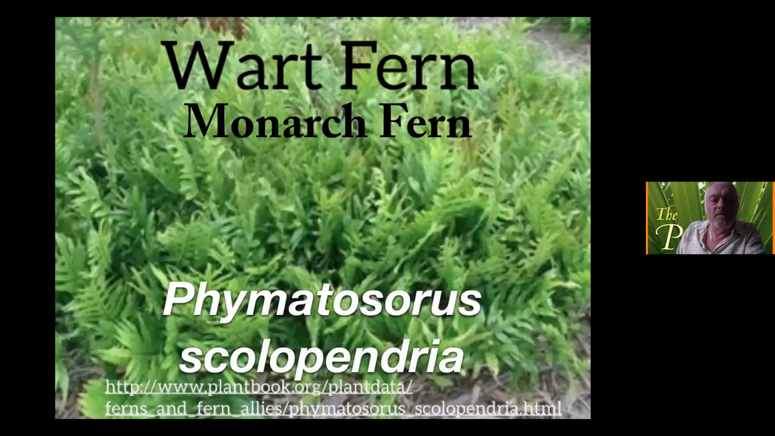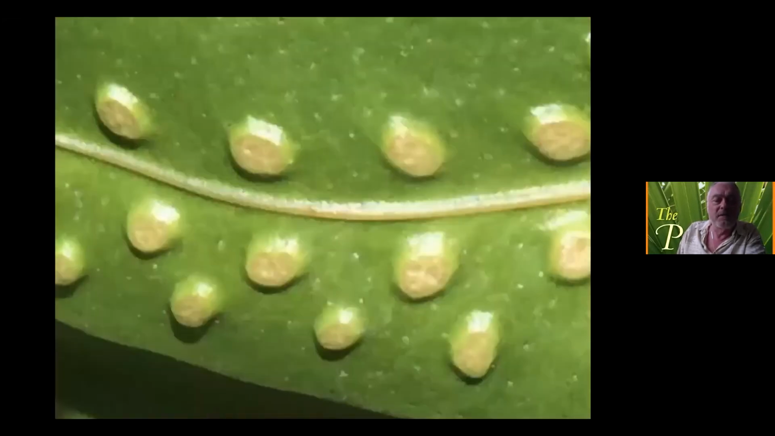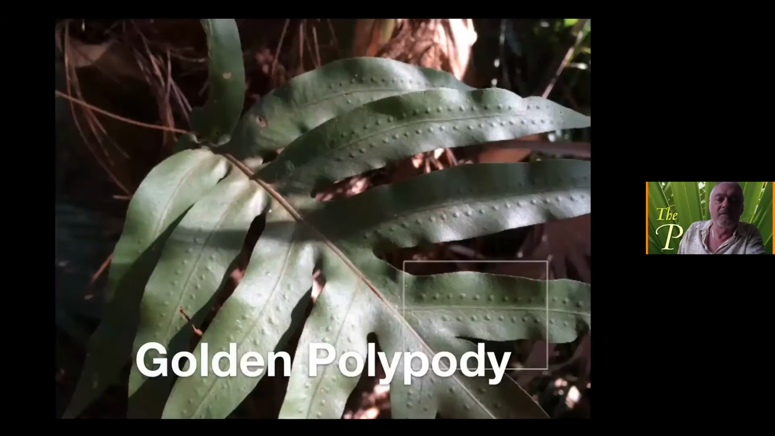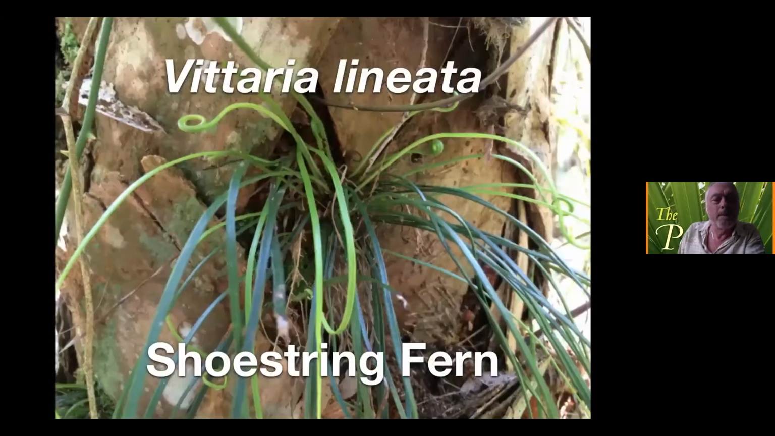They might be confused with wart fern or monarch fern. And Phymatosorus always sounded like a dinosaur to me, but it's a fern. And so the sori on the undersides are kind of elliptical and actually look a little like warts, whereas the golden polypody, if you had to give it a name, you'd probably call it the pimple fern instead of wart fern.